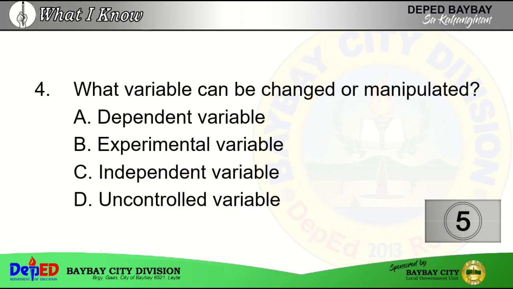Number 4. What variable can be changed or manipulated? A. Dependent variable. B. Experimental variable. C. Independent variable. D. Uncontrolled variable. If your answer is letter C, then you got it right.